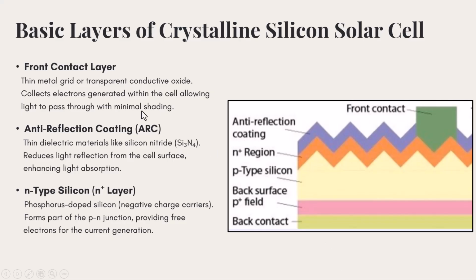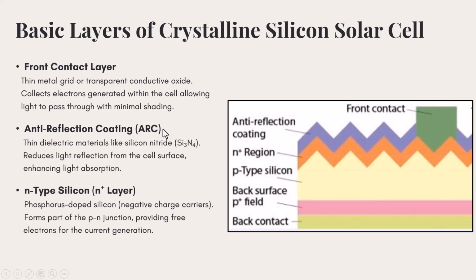Now, what are the basic layers that make up the crystalline silicon solar cells? We have the front contact layer. As you can see here, the front contact layer is a metal grid or a transparent conductive oxide that collects the electrons that have been generated in the solar cell and makes them available for the external circuits. This front contact usually allows light to pass through it with minimal shading.